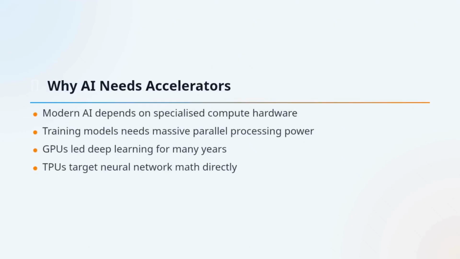Modern AI models, especially deep learning systems and LLMs, need huge amounts of computation. Ordinary CPUs are not enough for this kind of matrix-heavy work, so specialized accelerators became essential. GPUs became the default choice because they handle parallel tasks very well, while TPUs were built by Google specifically to speed up neural network operations. So first let us understand what each one was designed to do.